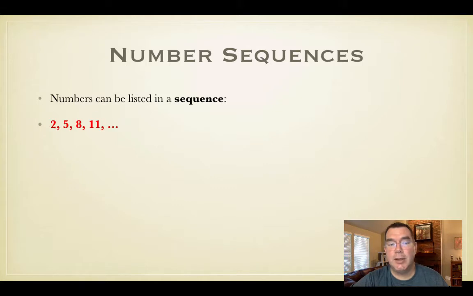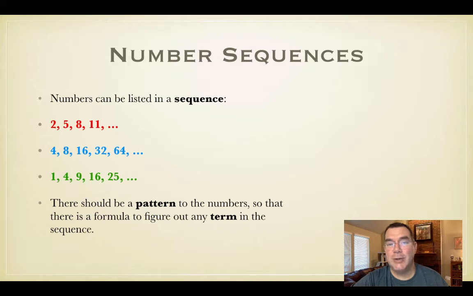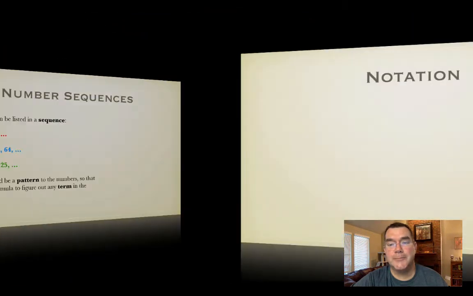So for example, if I have 2, 5, 8, 11, that's a pattern. 4, 8, 16, 32, 64. 1, 4, 9, 16, 25. And so there is a pattern to it, and hopefully I can figure out that pattern so I can figure out any term that comes up later in the sequence.